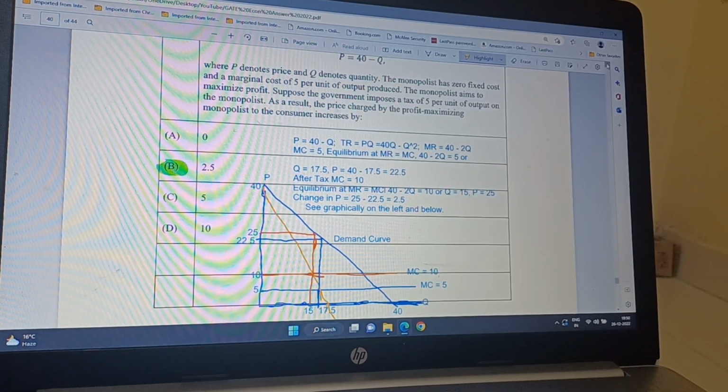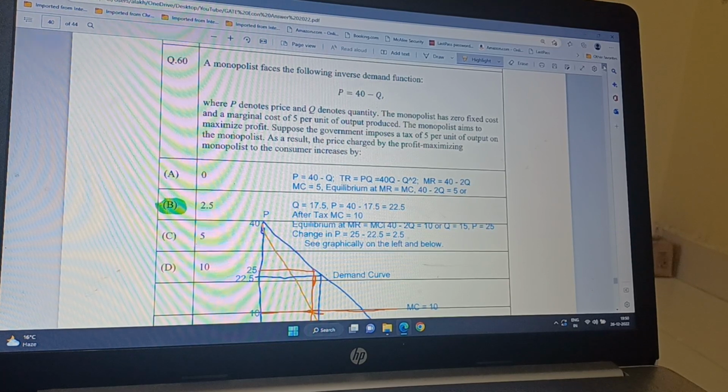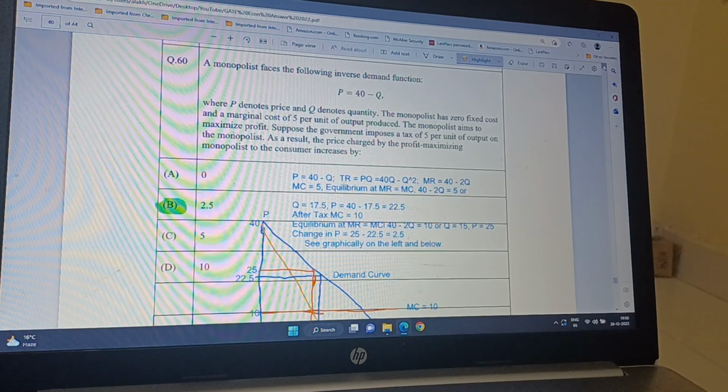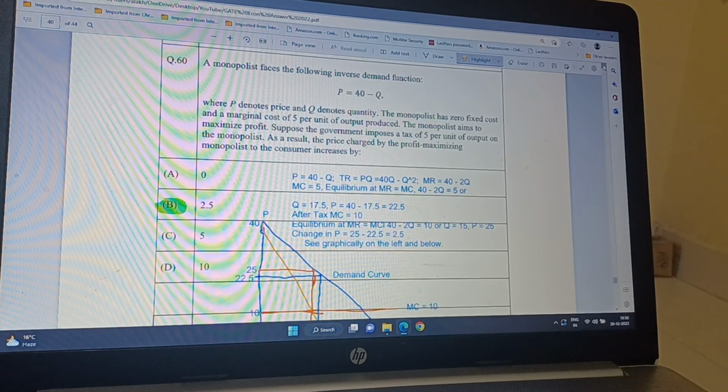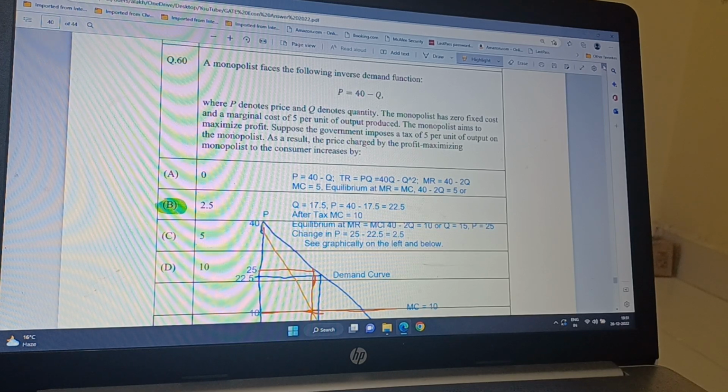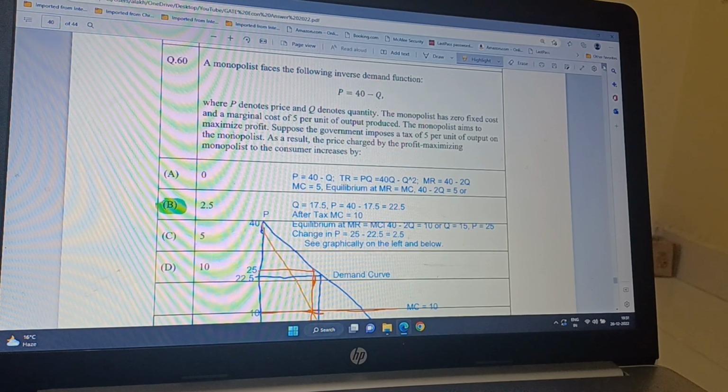Question number 60. A monopolist faces the following inverse demand function: P is equal to 40 minus Q, where P denotes price and Q denotes quantity. The monopolist has zero fixed cost and a marginal cost of 5 per unit of output produced. The monopolist aims to maximize profit. Suppose the government imposes a tax of 5 per unit of output of the monopolist. As a result, the price charged by the profit maximizing monopolist to consumers increases by.